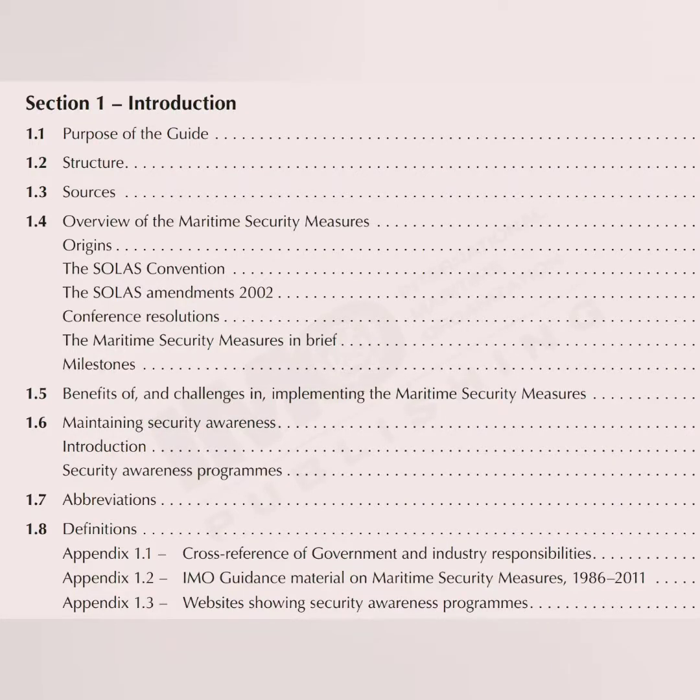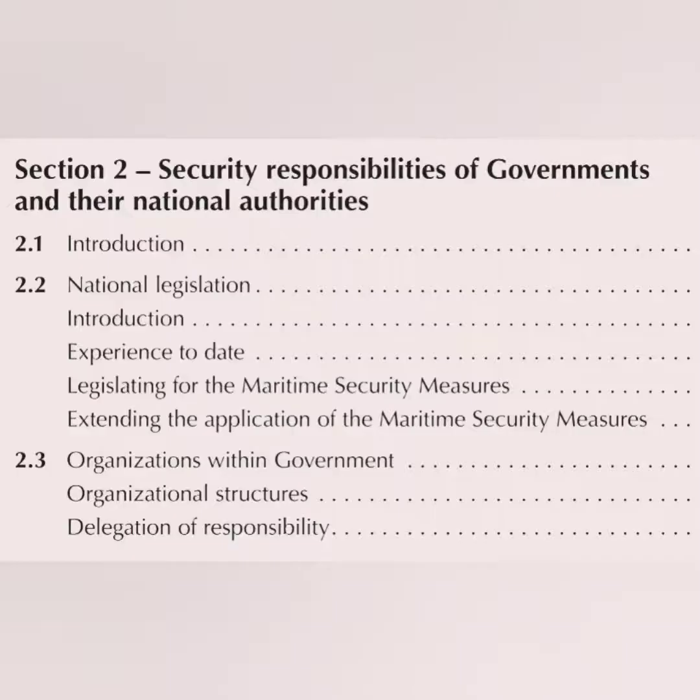The first part of the book does just that. As you can see, this is Section 1, Introduction, and this is part of the Guide to Maritime Security. This part gives you the purpose, structure, source, maritime security measures, the SOLAS Convention and its amendments, benefits of and challenges in implementing the maritime security measures, maintaining security awareness, etc.